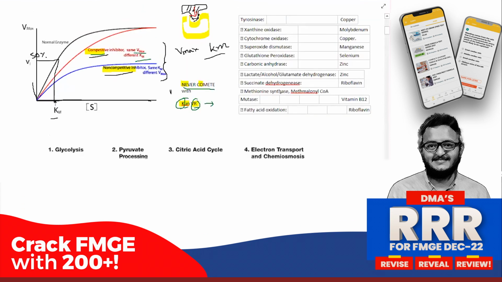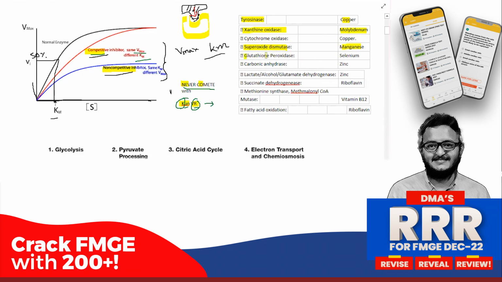Please go through it. Then I will tell you directly some facts regarding the enzyme and the cofactor. Enzyme cofactor, again I am telling you, it has been asked multiple times. All right, tyrosinase coenzyme is copper. Okay, superoxide dismutase, again manganese. Where do you see superoxide dismutase? In the reactive oxygen species. Okay, xanthine oxidase, where do you see this? In purine pyrimidine metabolism. It is very important for allopurinol action. So this is molybdenum.